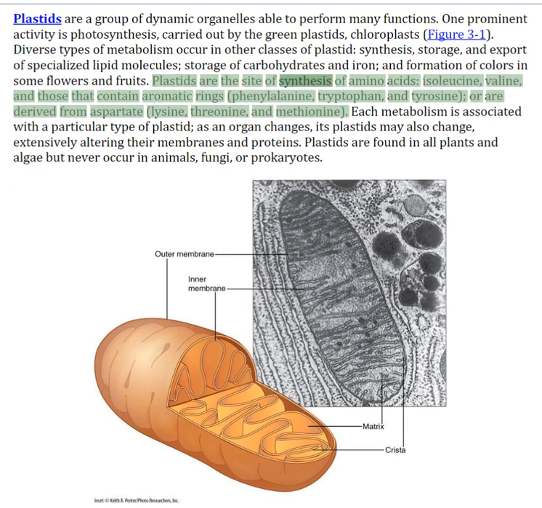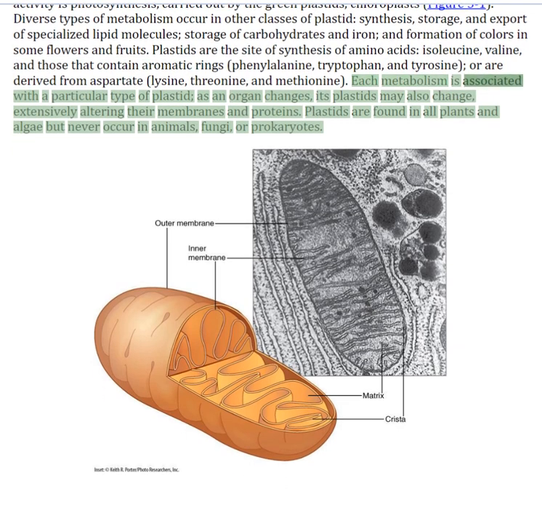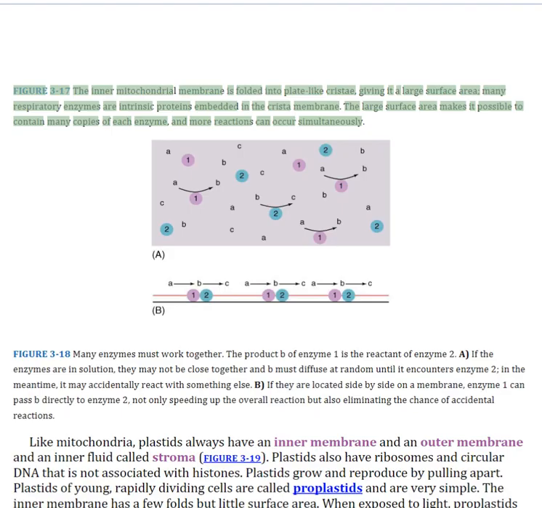Plastids are the site of synthesis of amino acids, isoleucine, valine, and those that contain aromatic rings, or are derived from aspartate. Each metabolism is associated with a particular type of plastid. As an organ changes, its plastids may also change, extensively altering their membranes and proteins. Plastids are found in all plants and algae but never occur in animals, fungi, or prokaryotes.